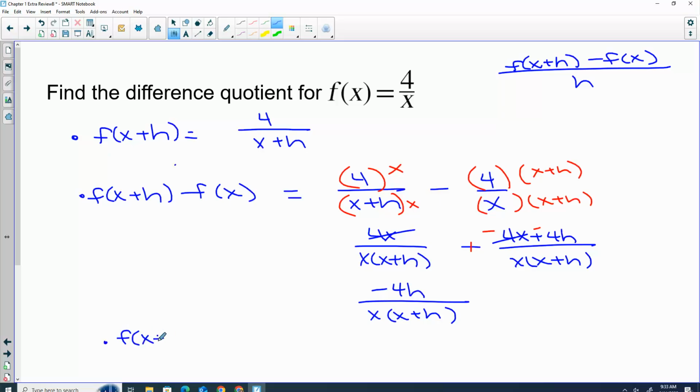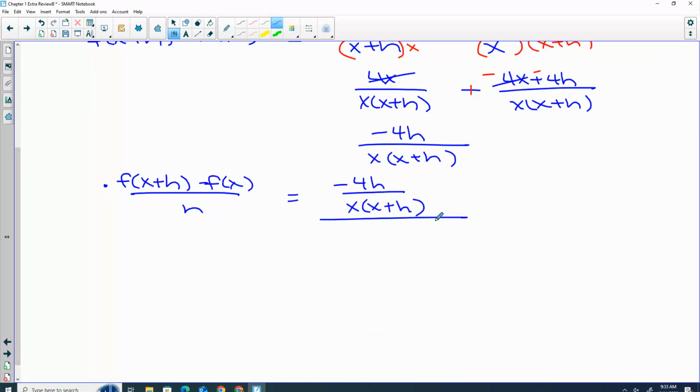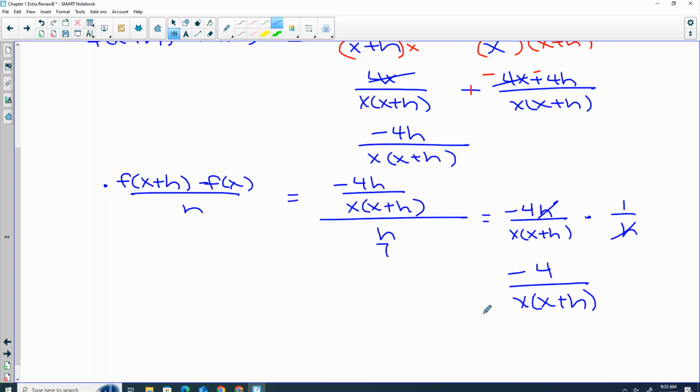Finally, we have to do that whole thing divided by h. So the answer we just got, divided by h. How do you divide by a fraction? It's like h over 1. So you multiply this with 1 over h. So my h's drop and we get negative 4 over x times x plus h.